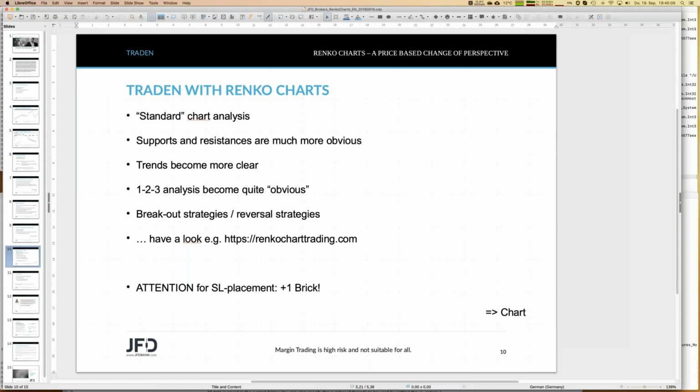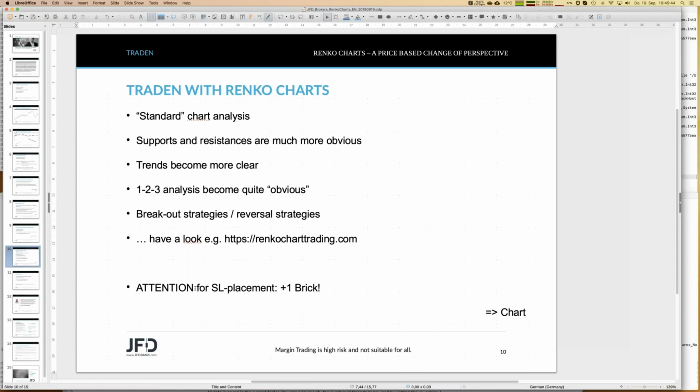And those tools you might use for your standard technical analysis, like 1, 2, 3 movements, even those are obvious directly in the chart. You can see and use it for breakout strategies, or you do this more or less opposite, reversal strategies. And you will find other good ideas here on the website if you like.